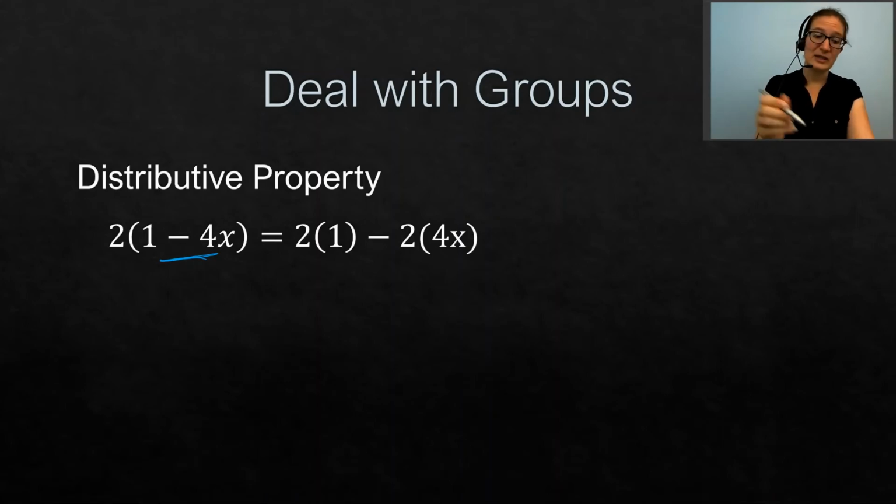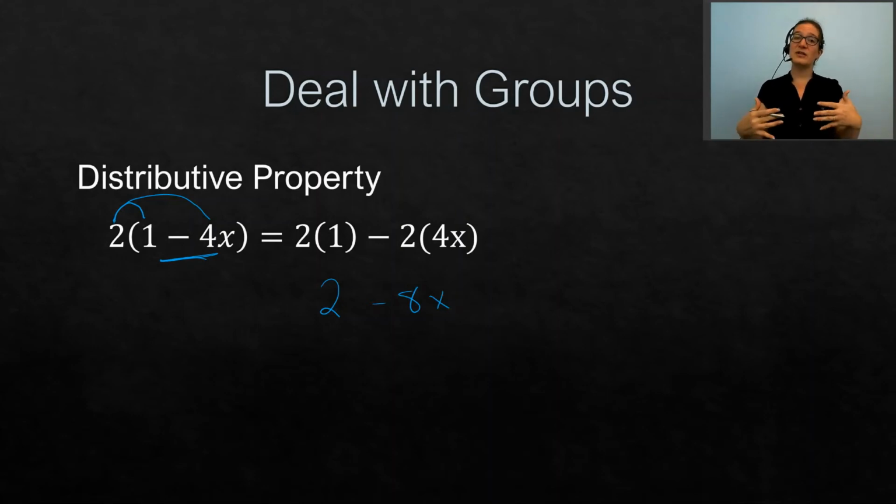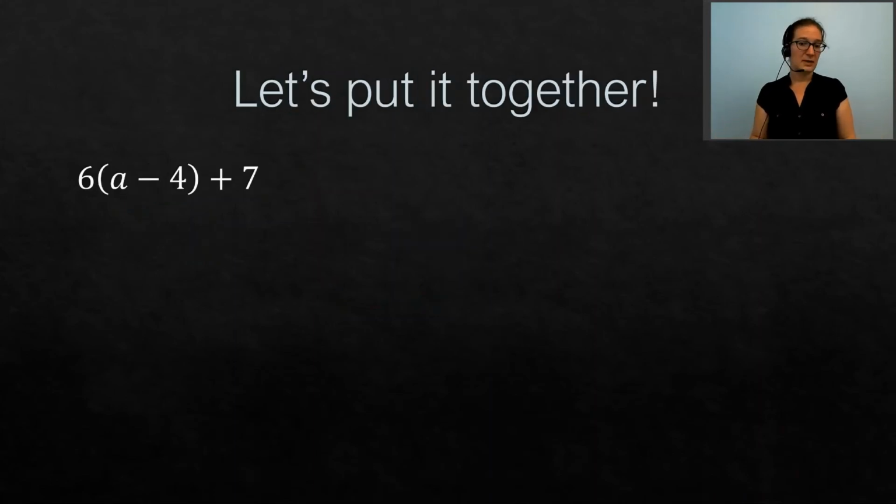So I will take the 2 and multiply it with the 1. That's what we have over here. 2 times 1 is 2. And I will take the 2 and I will multiply it with the 4x. And that's where we have negative 8x. And you can see that using the distributive property lets me get rid of those parentheses. And everything is simpler once you get rid of parentheses. Okay, let's take a look at another example.